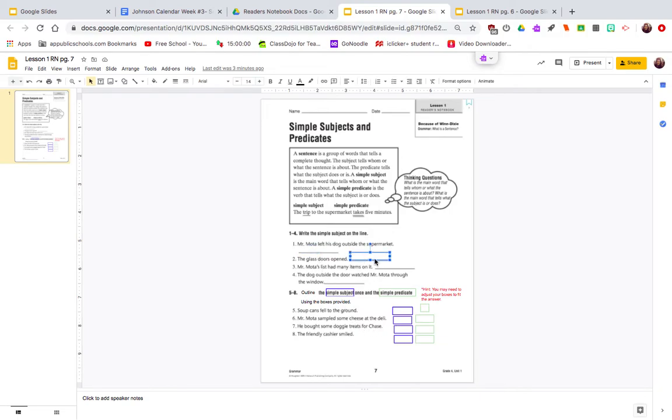Down here you can see that there are lines. Each line has a text box that we will need to fill in. So in 1 through 4, it says write the simple subject on the line. So just a reminder, the subject is who or what the sentence is about. So let's look here. Mr. Moda left his dog outside the supermarket. What is the sentence about? Mr. Moda left his dog outside the supermarket.